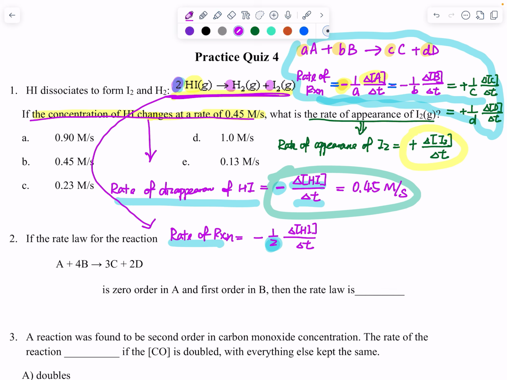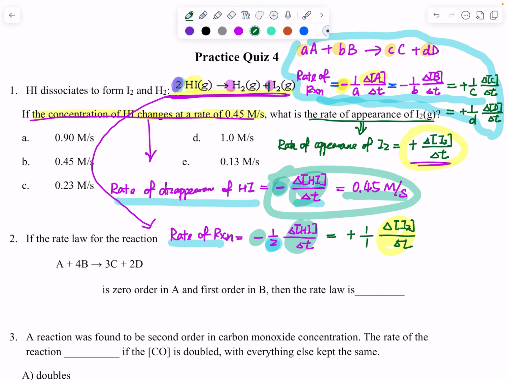And then therefore, we also know, again, we care about the product, so this also equals positive delta I2 over delta T. Of course, we want to incorporate the coefficient as well, but numerically it's the same thing because the coefficient is 1. Now we know these two expressions will equal each other. From the question, we know this piece, which equals a certain value, and we are looking for the other piece over here.